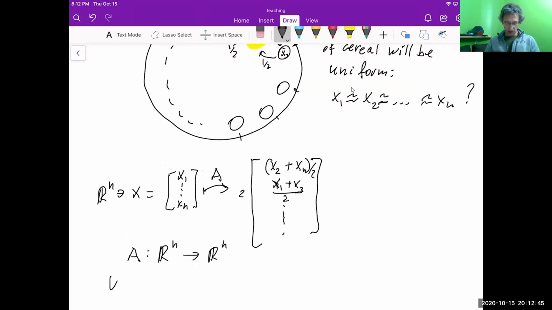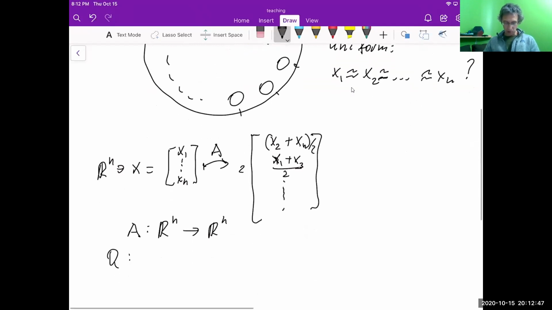And our question is, basically, can we say what happens if you do it sufficiently many times? That is to say, if you take a large power of this operator, can we describe that? So that's the question, restated from the original problem and translated into linear algebra.